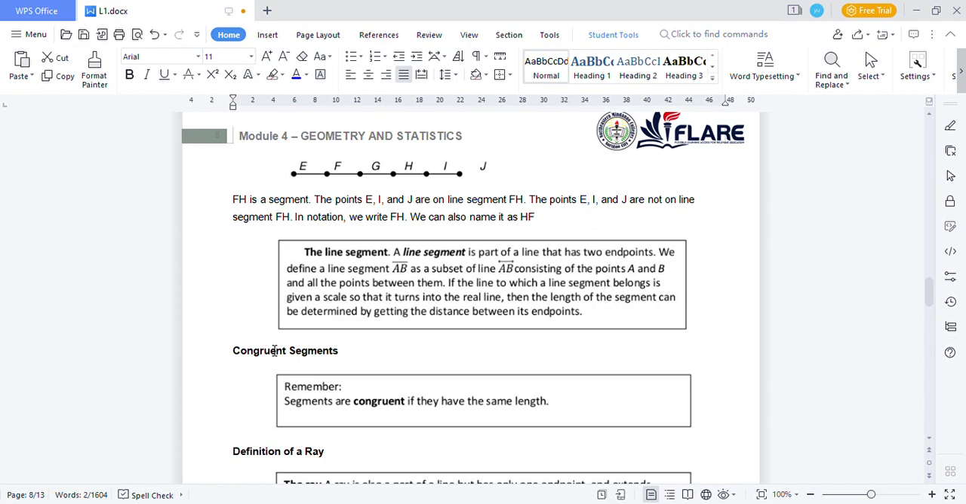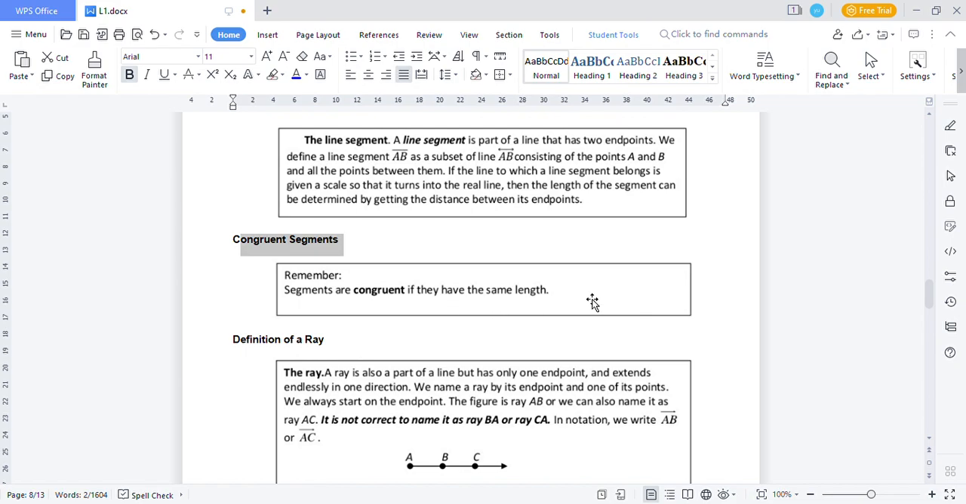Okay. Now we also have what we call congruent lines. When we say congruent, these are segments that are congruent if they have the same length. If they have the same length, they can be called congruent lines. Okay.